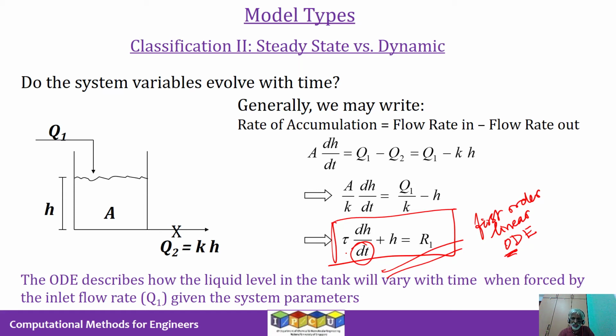But this is an ordinary differential equation because you have only one independent variable, which is time, and the dependent variable is height, because height is what changes with time. So basically this equation that you see there is a first order linear ordinary differential equation, because you have the first derivative, therefore it is called first order. It tells us how the height of water in the tank changes with time.